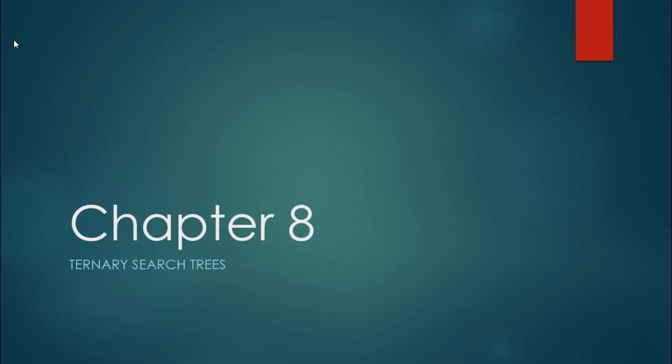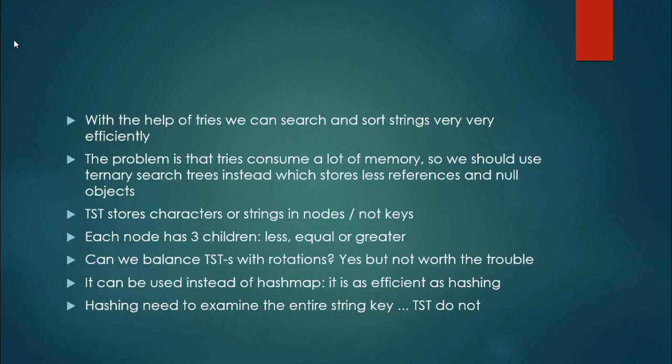Hi, in this chapter we are going to talk about ternary search trees, so let's get started. With the help of tries, we can search and sort strings very efficiently. So that's why trie data structures came to be. Why is it good? It's like a tree-like structure, but with the help of this trie data structure, we can sort strings efficiently, not just integers and not custom objects.